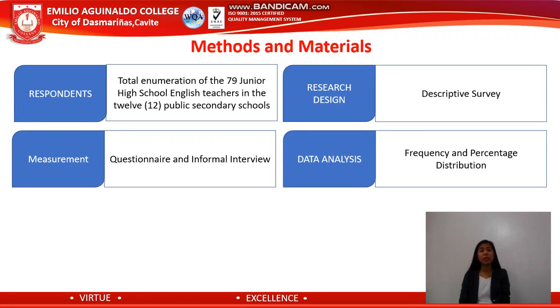For the methods and materials, the respondents of the study were chosen using total enumeration of the 79 junior high school English teachers in the 12 public secondary schools in Cluster 1 of the Division of Pampanga. The study made use of a descriptive survey method of research, and for the measurement, an adopted questionnaire from the study of Hobson in 2008 was used. Informal interviews were conducted to create a checklist on the problems encountered in the implementation of differentiated instruction. For the data and analysis, frequency and percentage distribution were used.